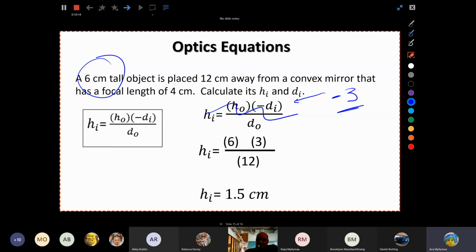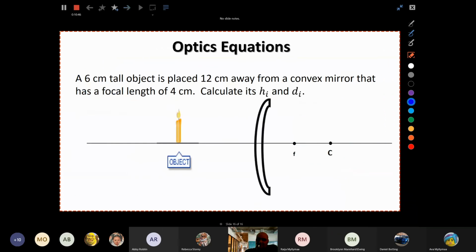Okay, let's see. HI, the height of the image, equals the height of the object times the negative distance of the image. Yep. And then we divide that product by the distance of the object. So that's what it should look like here. And I think I went about and did it. Hey, I did. Look at that.